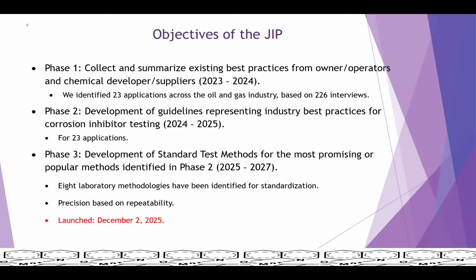When we say standard test methods, these standard test methods will publish the precision. What is the variation if somebody carries out the test? So the JIP will focus on precision based on repeatability, one person, and we'll also extend precision based on reproducibility through either ASTM or AMPP after the JIP is completed.